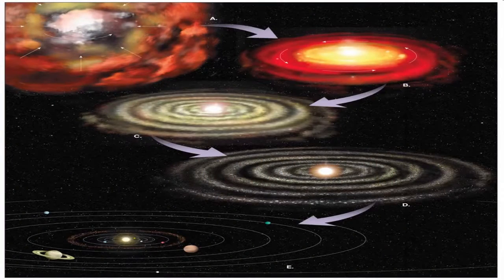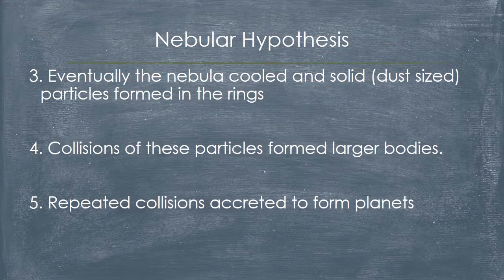You can see those rings; those are actually solid dust particles. When these particles collided, they stuck together, and they kept colliding and sticking together, and that is called accretion. So these repeated collisions accreted to form planets. Many dust particles stuck together to make a bigger and bigger dust ball, essentially, which ended up not being just a dust ball and formed our planet.